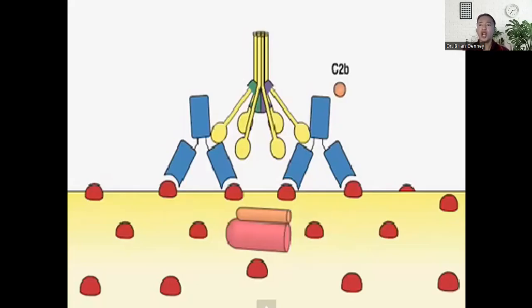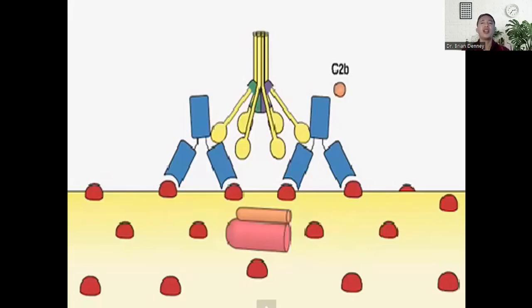C2B. Always, it is the larger fragment which participates in the cascade. So therefore, your C2A, now being the larger fragment, participates in the cascade, and once bound to your C4B forms a complex called C4B2A, also known as your C3 convertase.